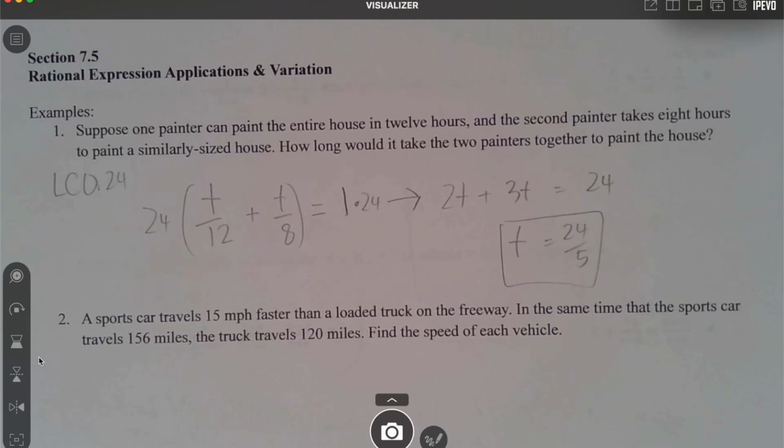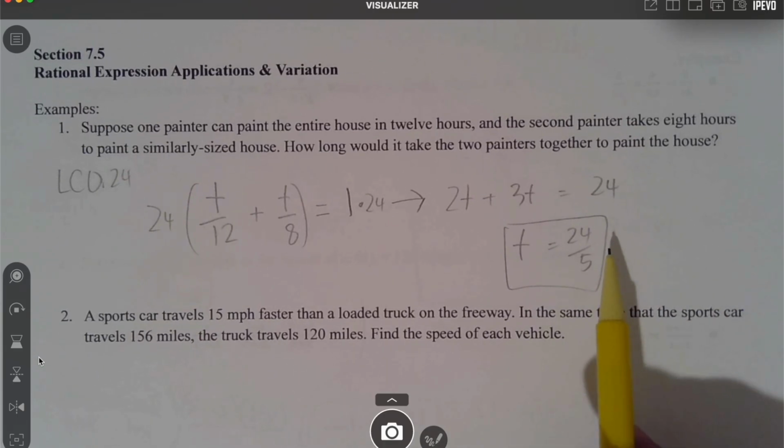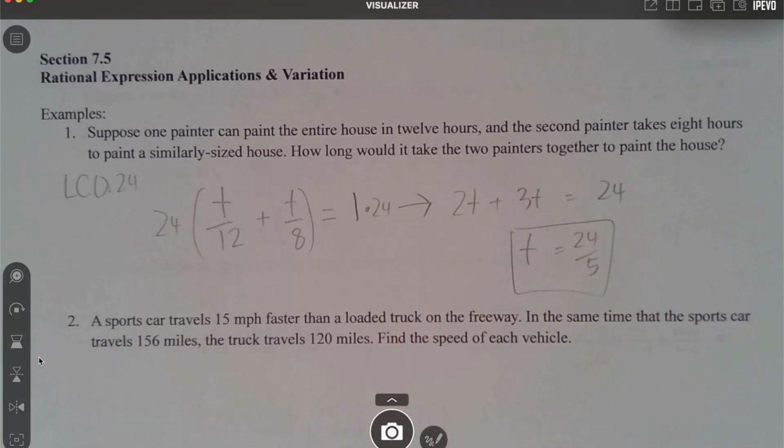Now, 24 over 5 is an ugly fraction, but the idea is it is faster than 8 hours. I mean, it's shorter than 8 hours. Either way, that's the same thing. And that should make sense because, as a check for your answer, if they're working together the time should at least be smaller than one of them working alone, because after all, they're both working together.